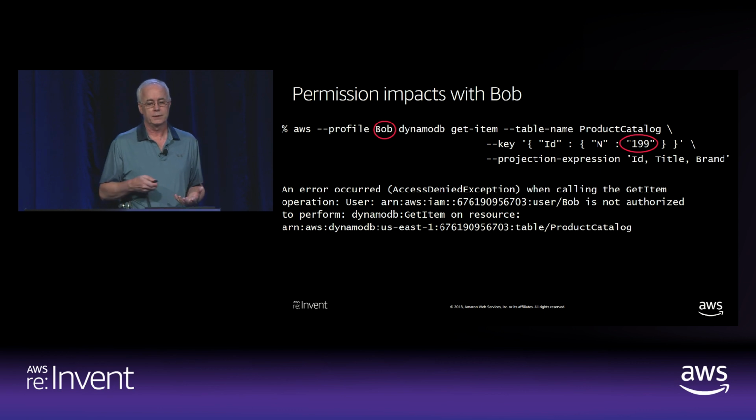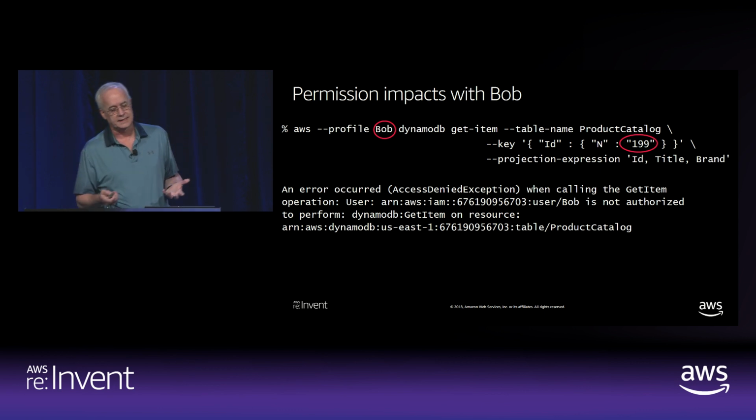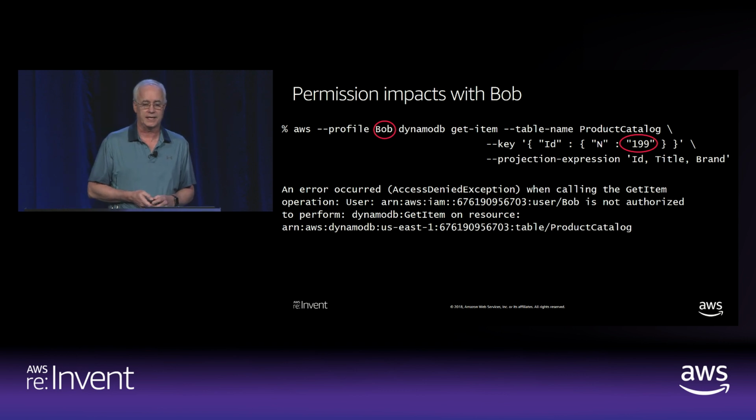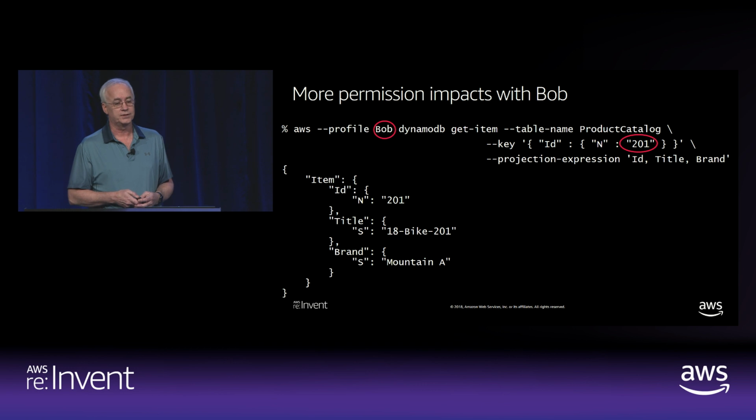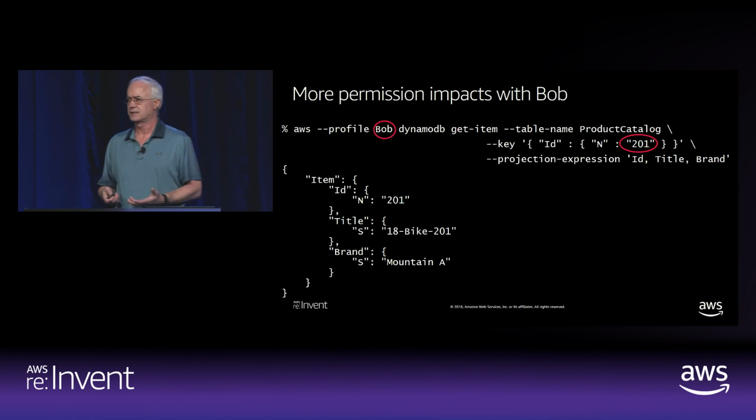Now with Bob making the request, he's asking for 199. There isn't a 199, and it's outside of his range. So he also gets an access denied. But when he makes a request for 201, the request is successful, and he's able to see the record.